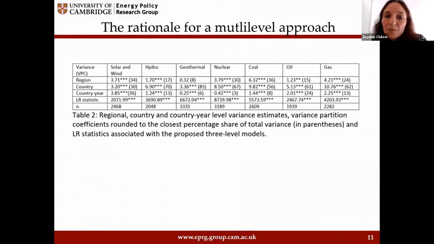Variance partition coefficients, which are shown in brackets, show the rounded percentage share of variation in the deployment data across the levels of the model. You can see in particular the country level is quite important, and for most of the energy sources most variation in deployment is concentrated at the country level.